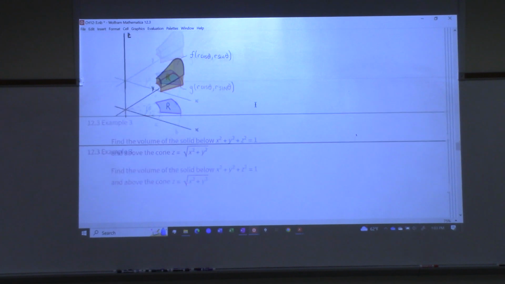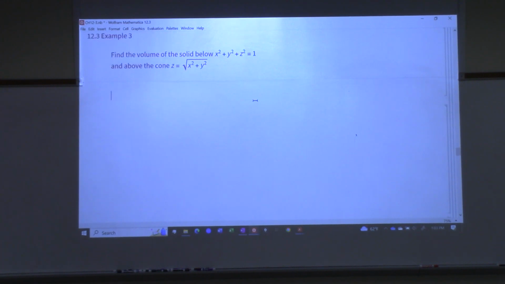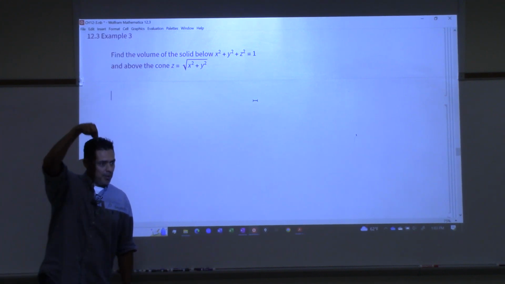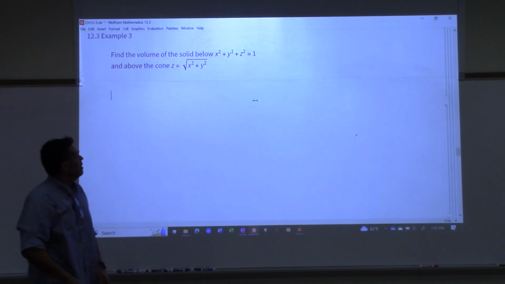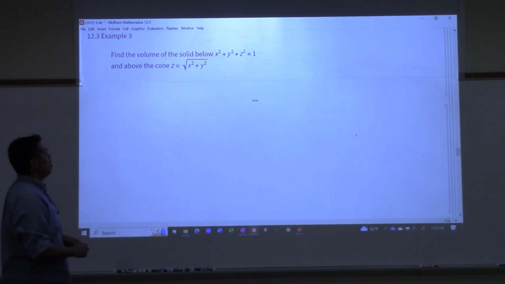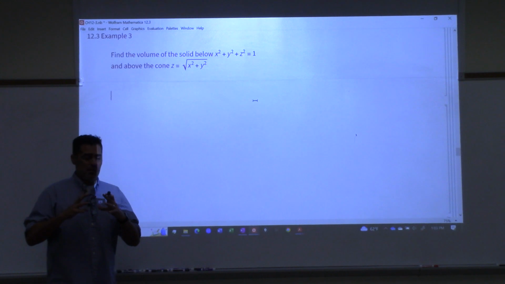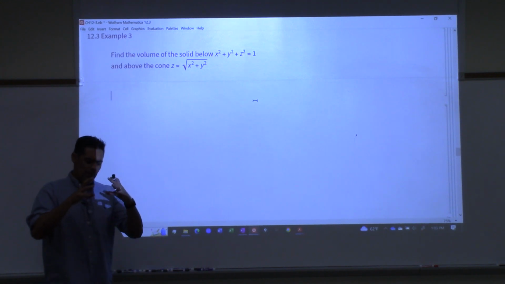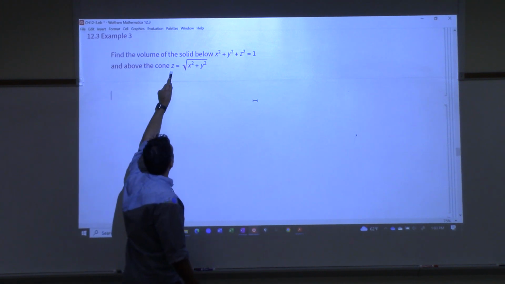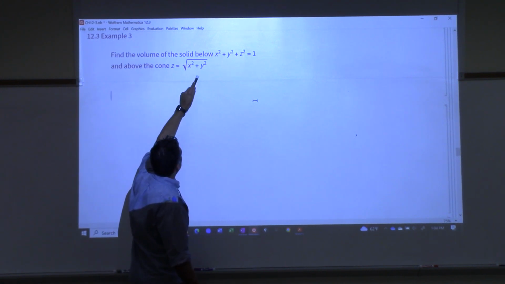Okay, this example right here. Find the volume of the solid that is below, and when I say below, I mean z-axis up is up, and below would mean z-axis going down. So I want to find the volume of the solid below x squared plus y squared plus z squared equals 1, which is a sphere of radius 1. So we look at the top of the sphere, down. And then we have this cone right here: z equals the square root of x squared plus y squared.